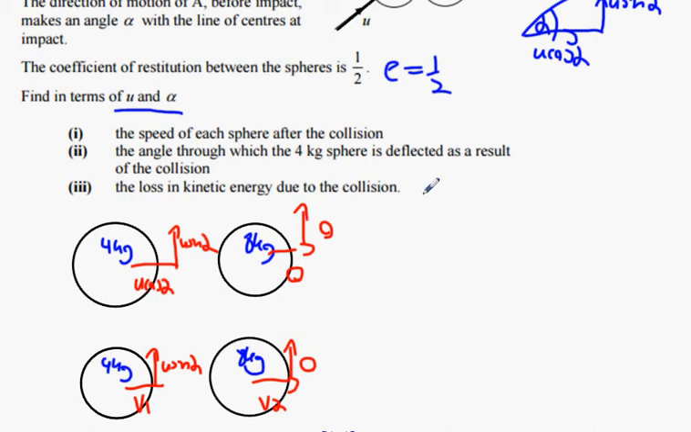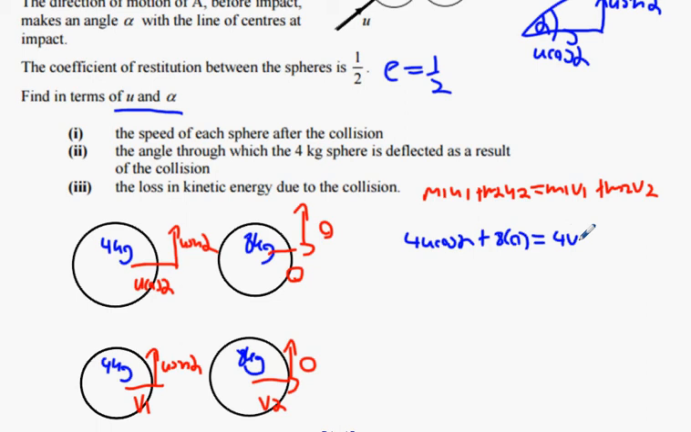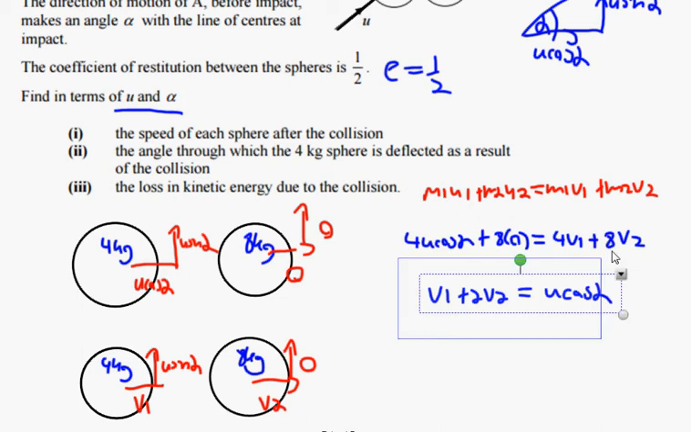Set up your PCM, your M1U1 plus your M2U2 equals M1V1 plus M2V2. Start plugging numbers, okay? So what we're going to get is 4U cos alpha plus 8 times 0 equals 4V1 plus 8V2. Divide both sides by 4. We'll get V1 plus 2V2 equals U cos alpha. Everybody alright with that?